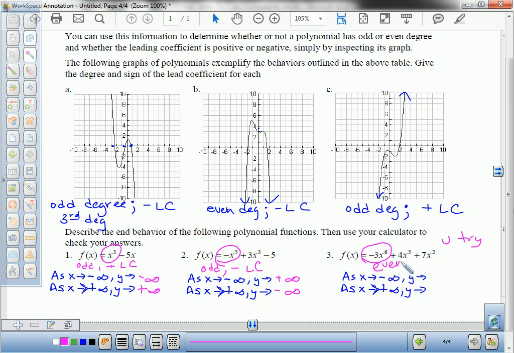All right, so this one's even, and a negative leading coefficient, so it's the same, and both ends are going towards negative infinity. All right, so that's it for today. That is all we're going to cover today.